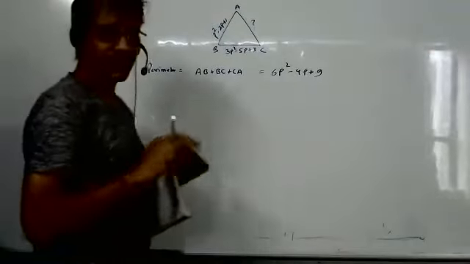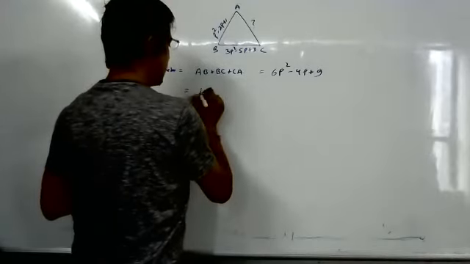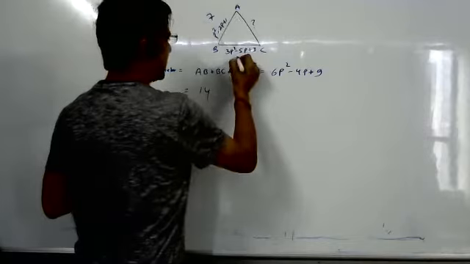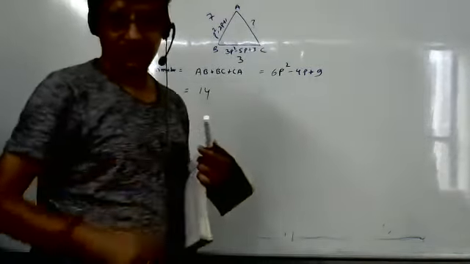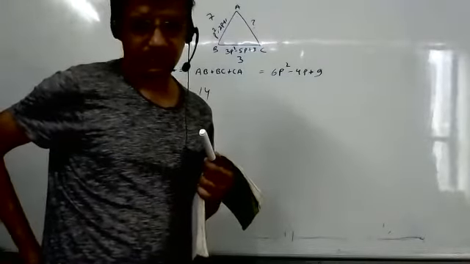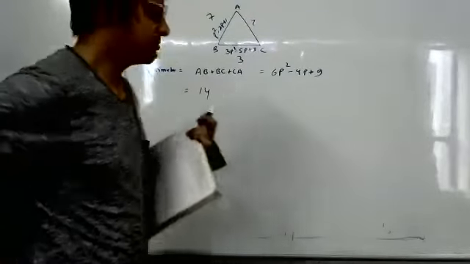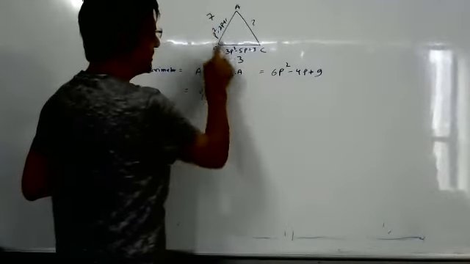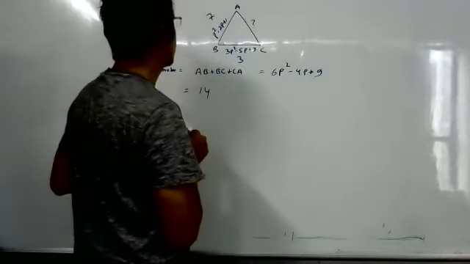Let's suppose, I'll reframe this question. Perimeter of a triangle is 14. One side is 7. This side is 3. What will be this side? 4. The question was for Pragya, right? Pragya, you have asked this question. So, perimeter is 14. This side is 7. This side is 3. What will be this side? 4.